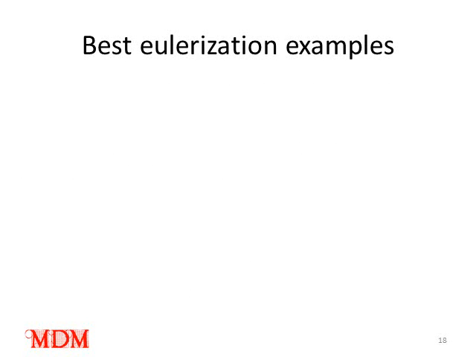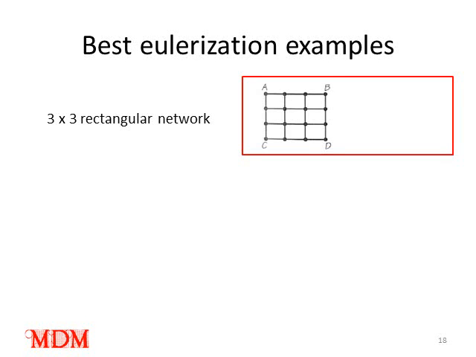So let's look at some best Eulerization examples. First of all, here's a 3x3 rectangular network. Now, as we look at this, we can see that because there are some odd vertices in this diagram, even though they're not labeled, those are going to require duplication of edges in order to be able to traverse this circuit. So here is a best Eulerization way to do that.